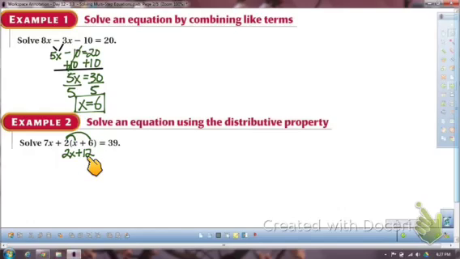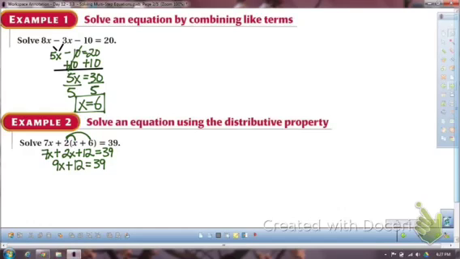Alright? Now we still have to deal with the 7x on this side. So let's go ahead and copy that down. And set it equal to 39. We just copied it all down. At this point, it's just like example 1. We need to combine like terms. We get 9x plus 12 equals 39.